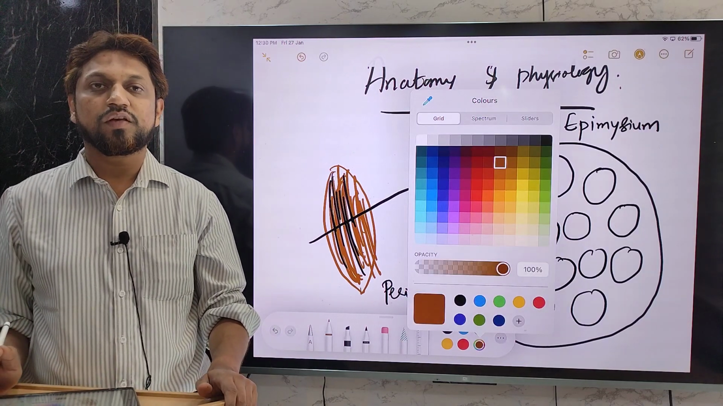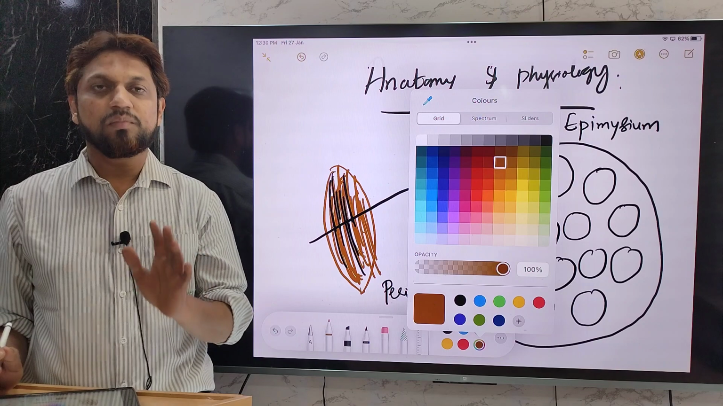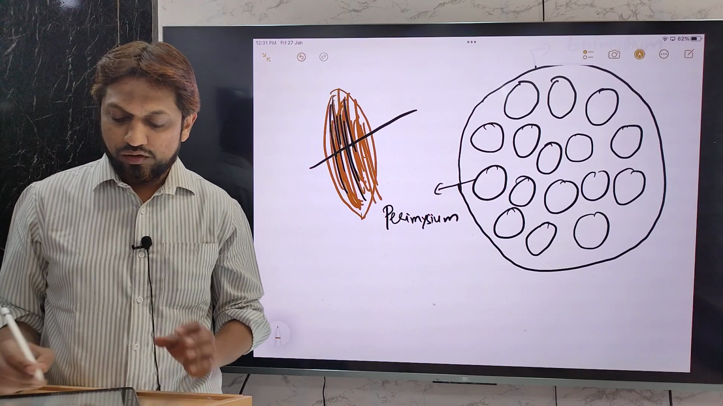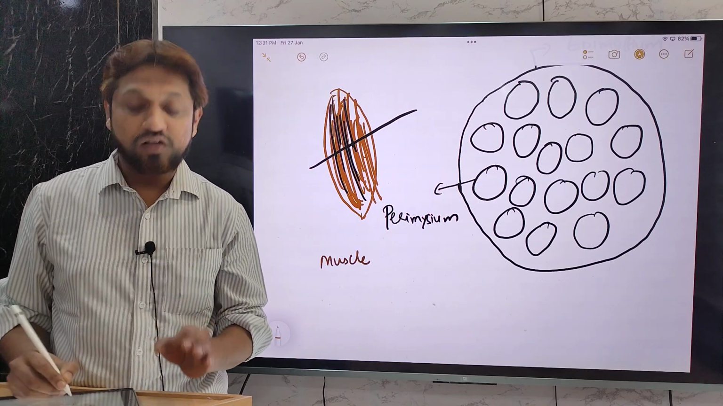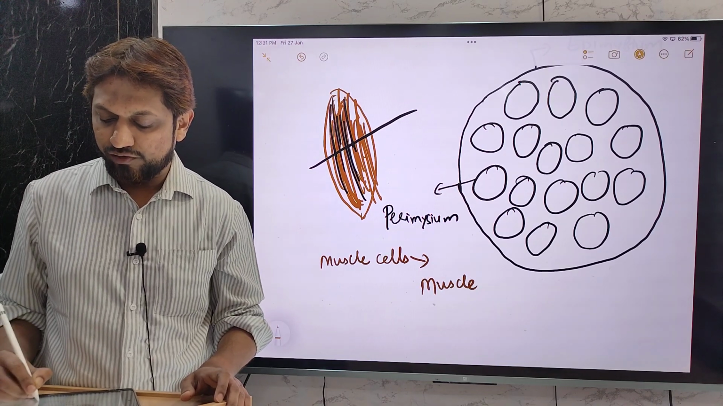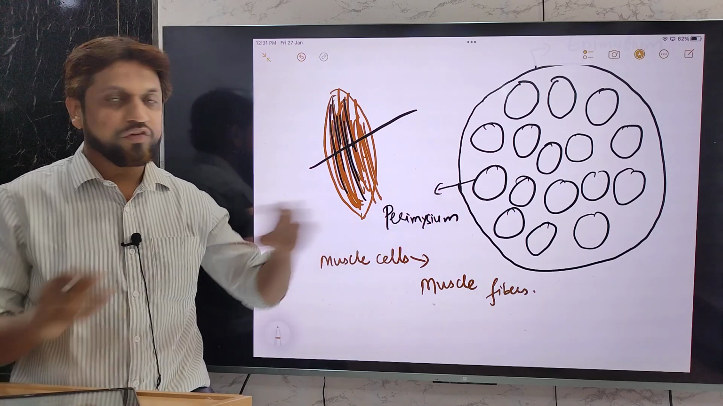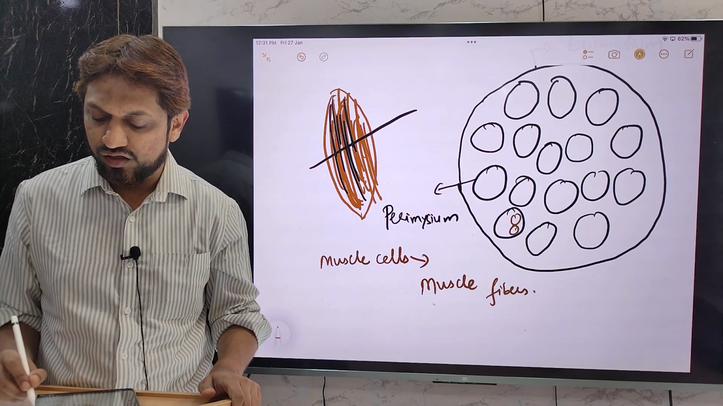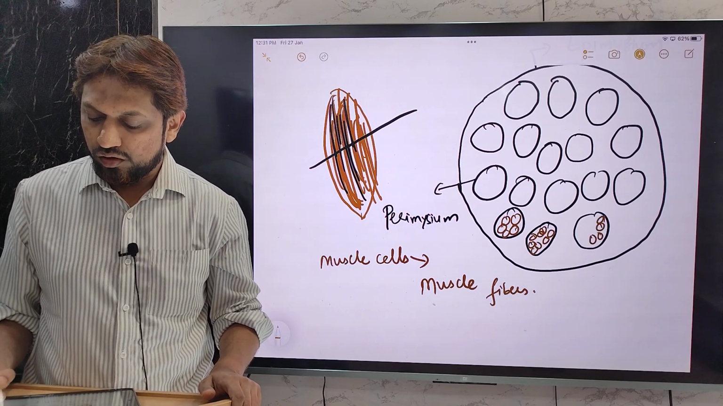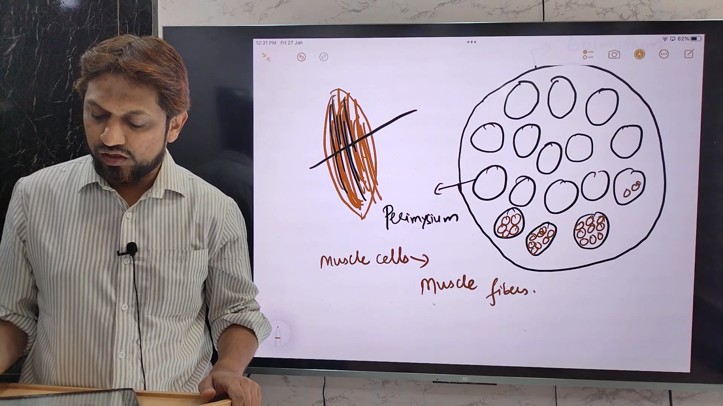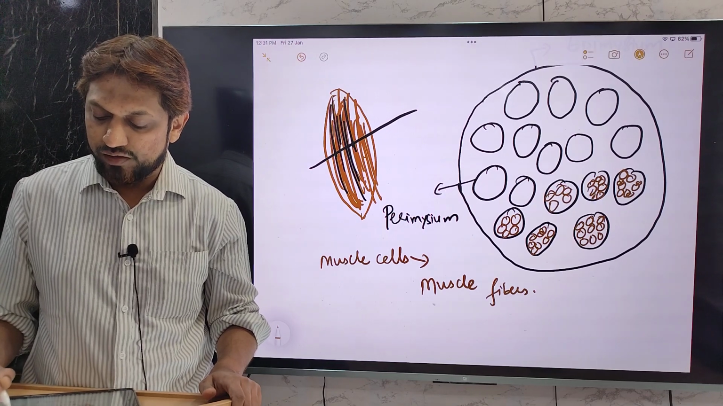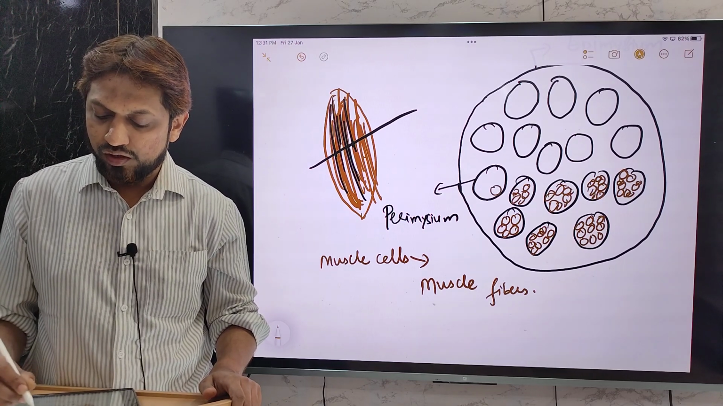Now inside this perimysium comes the muscle cell. As you know the basics, a group of cells having a similar function is known as a tissue. So skeletal muscle tissue is made up of muscle cells, and those muscle cells are known as muscle fibers. They are cylindrical cells present in the form of bundles, that is, the fascicles. This is the arrangement of the muscle in our human body.